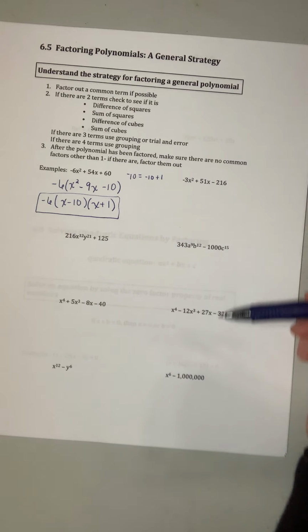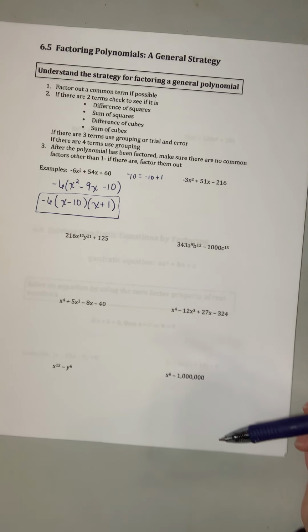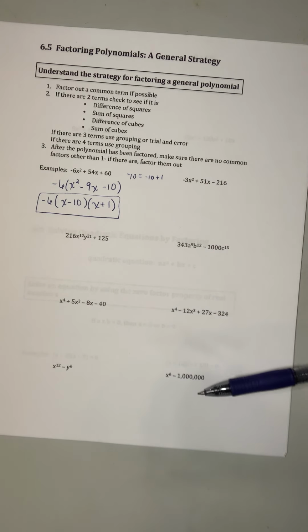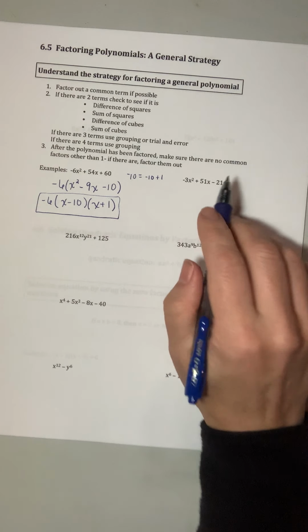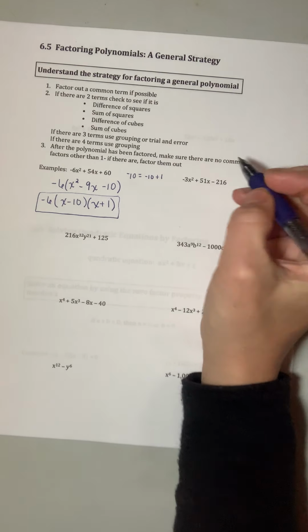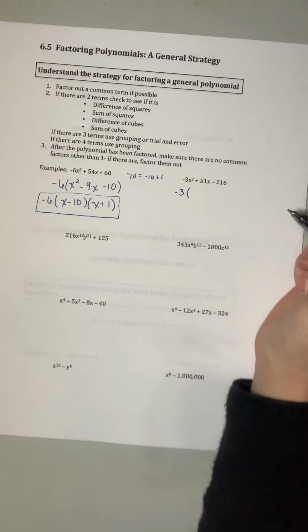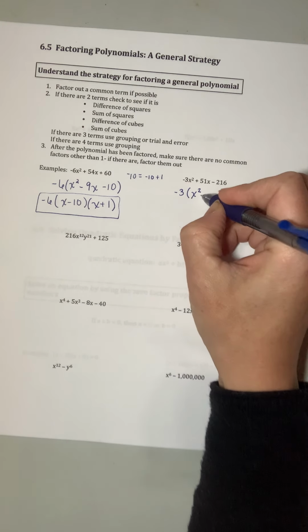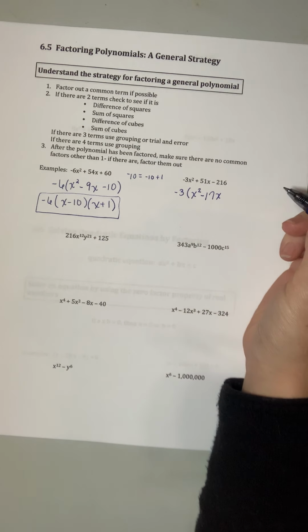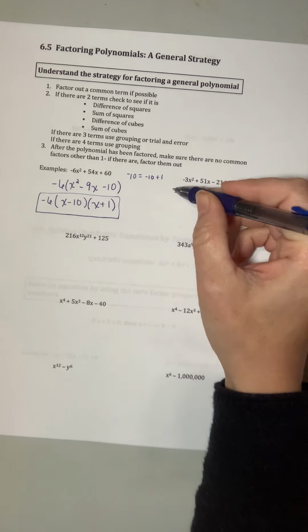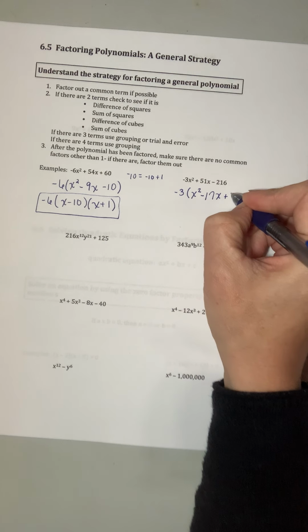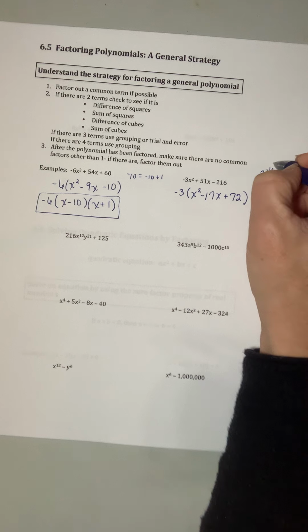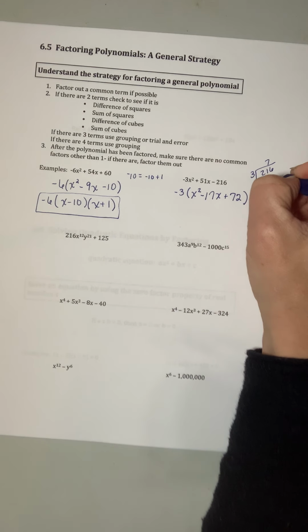Okay, again, these are all things that we've already learned how to do. It just doesn't give you a specific title on how to solve it. You have to figure out which way works best. Okay, is there anything that can go into all of these? -3 can. Leaves you with x squared minus 17x. And then -3 times positive 72 is 216. And if you weren't sure, you could work it out.